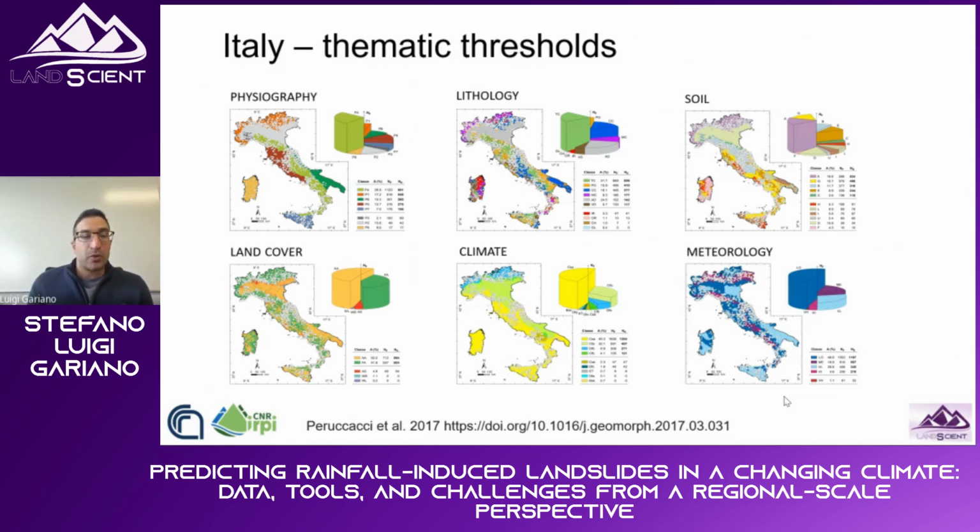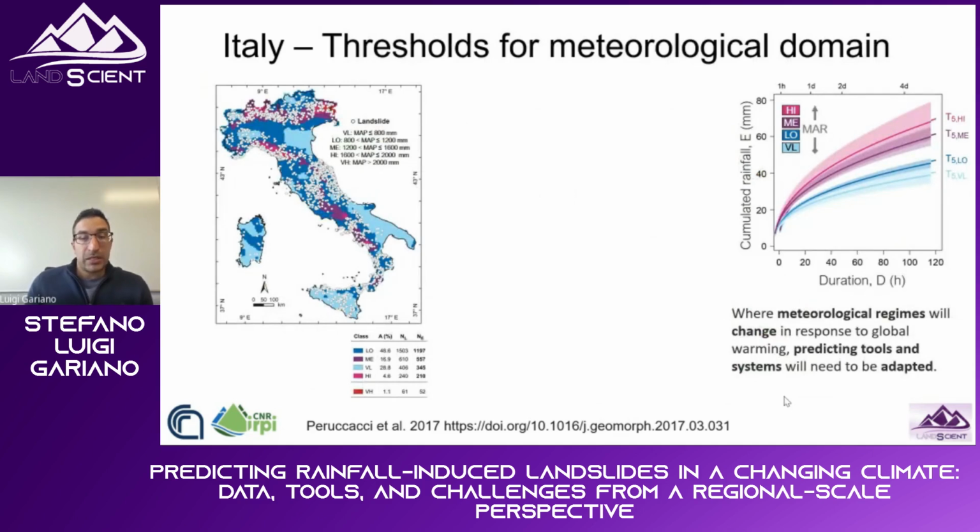We also considered soil, land cover, climate, meteorology, that means mean annual rainfall, in order to investigate how all such environmental factors can influence the triggering conditions for rainfall-induced landslides, and also how the thresholds vary in different environmental subdivisions. And an interesting result was obtained for the threshold for different meteorological domains.